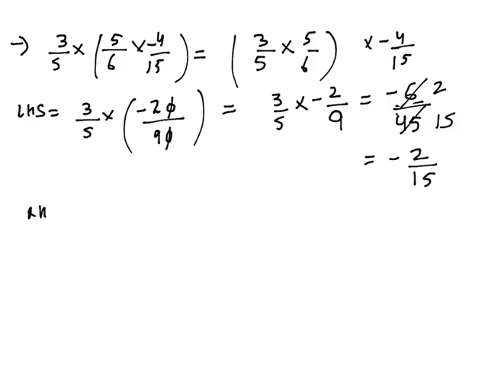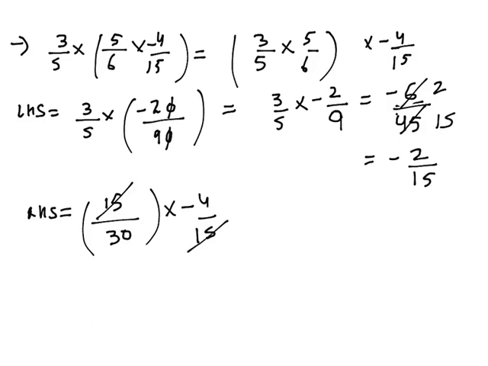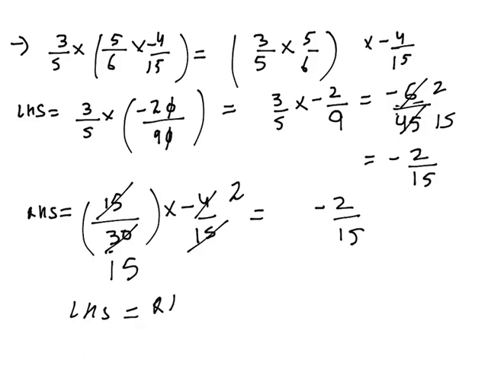Now let's take right hand side. It is equal to 3 times 5 will be 15 and 6 times 5 is 30. We are multiplying it with minus 4 by 15. So here we can cancel. 15 times 15 times 1 is 15 only. So we cancel both these, and here 2 is a common factor in between these two. We will get 2 and 15. So the answer is minus 2 by 15. So it means left hand side is equal to right hand side. Grouping in two different ways doesn't make any difference in the answer.